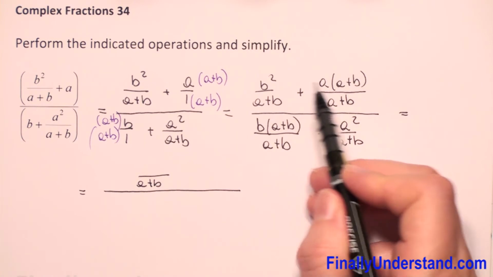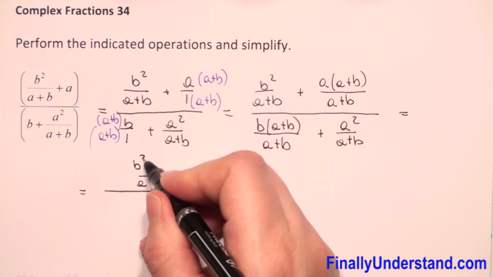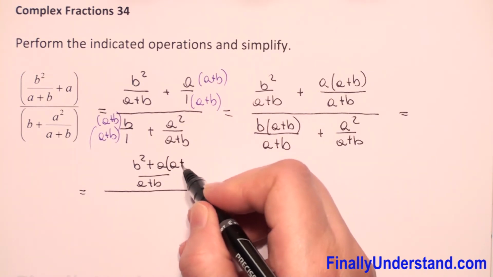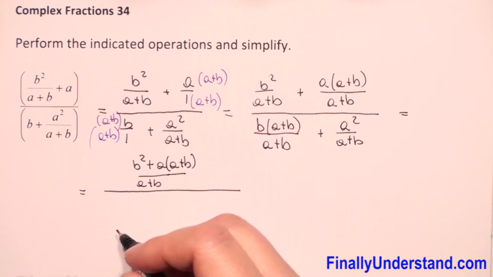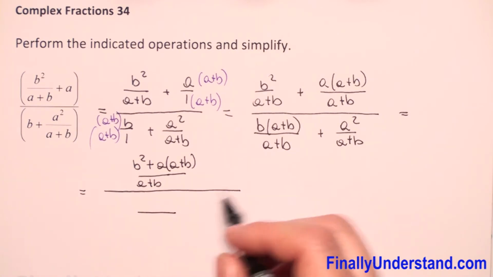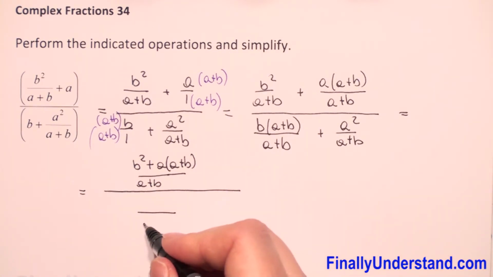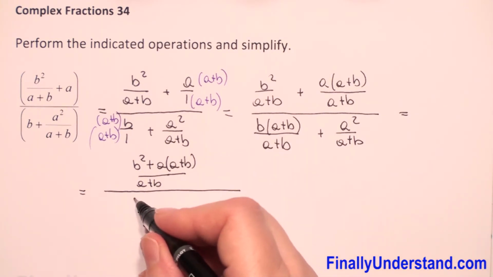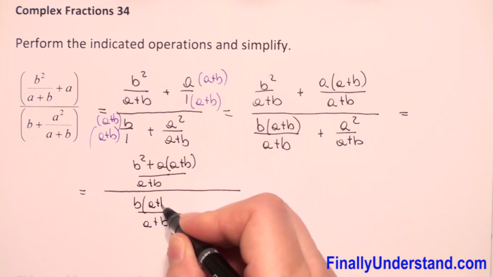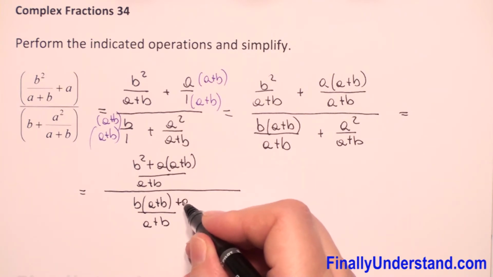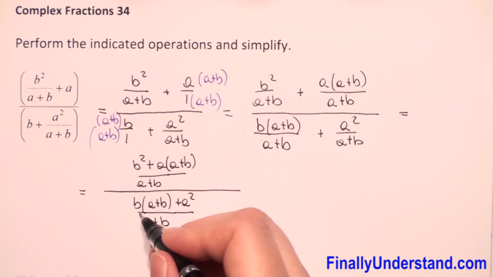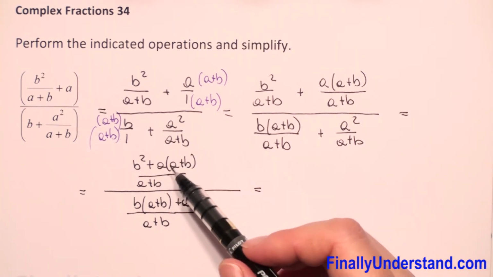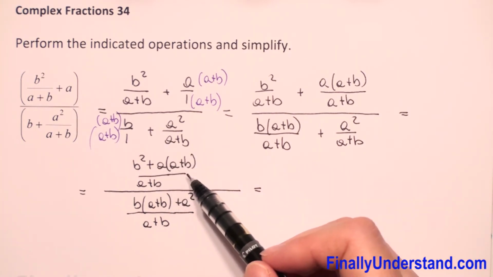Now when we have the same denominator, we can copy the denominator a plus b, and we have to just add numerators. So we have b squared plus a times a plus b over, and in the denominator we have the same situation, the same denominators, so we copy the denominator and add numerators, b times a plus b plus a squared. So this is equal.